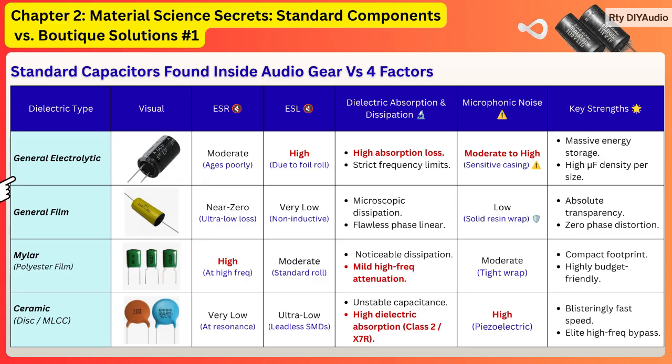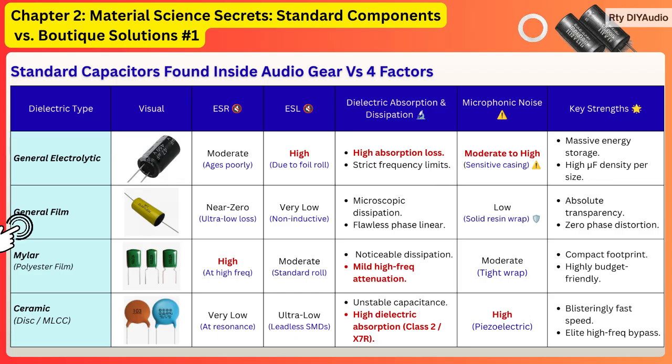A general chemical electrolytic component brings massive native ESR thresholds across low frequencies, combined with a high parasitic ESL driven by its internal foil rolls and unstable dielectric absorption. This chemical structure triggers a highly sensitive mechanical resonance within its thin aluminum casing, resulting in a moderate to high microphonic noise signature that ruthlessly chokes your dynamic speed and muddies your low-end transient definition.